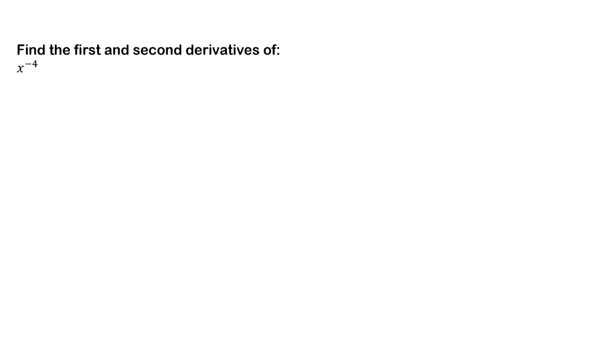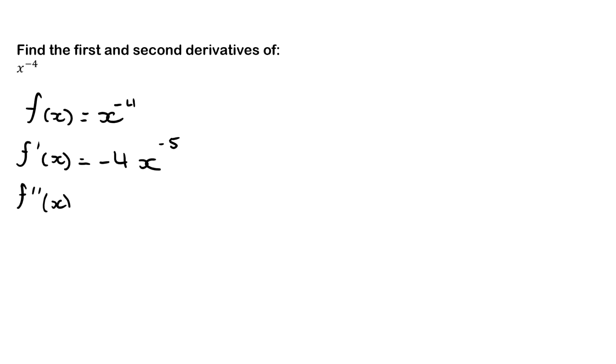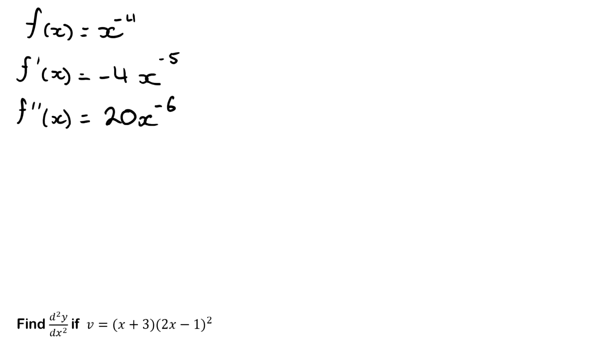Find the first and second derivatives of the following. If we say f(x) equals x to the minus 4, for our derivative, minus 4 comes out the front, and then we take 1 off, so that becomes minus 5. We then go and find our second derivative. Minus 5 comes out, so minus 4 times minus 5, and then we take 1 off. Because the original question gave it to us in index form, we will leave it in index form there, like x to the negative 6.